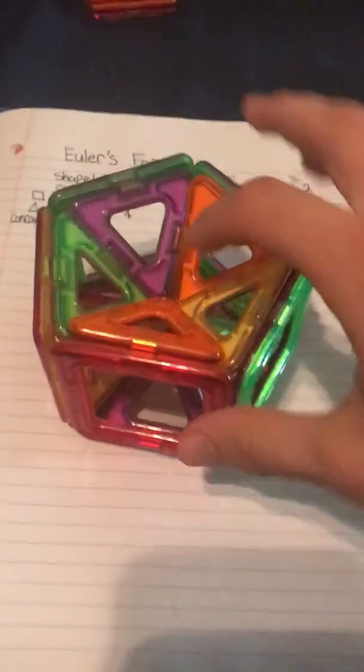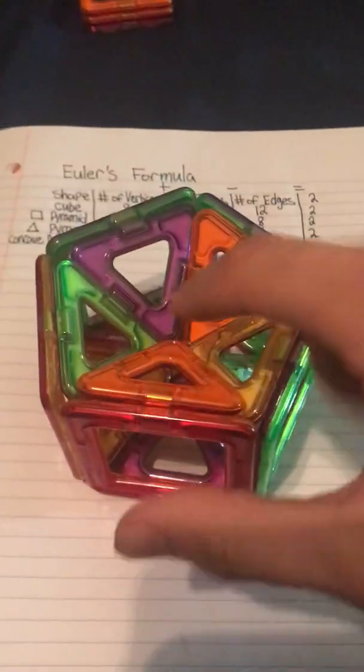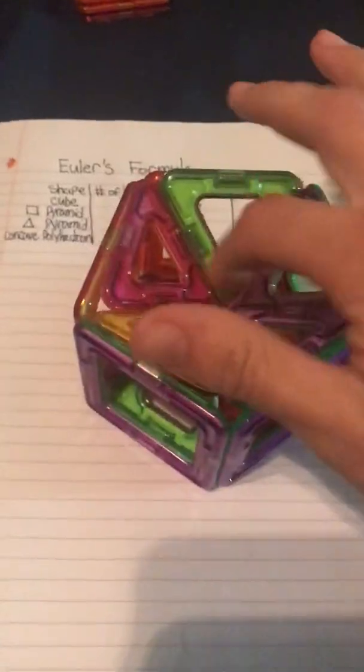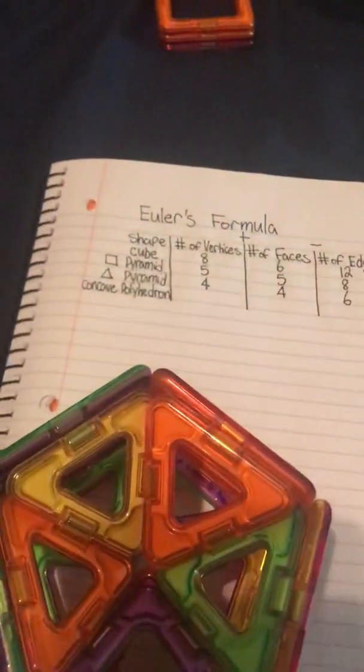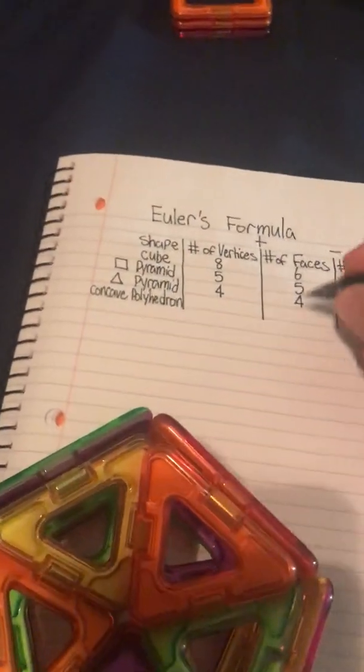So we're going to start off with something easy, the number of faces. I have 5 triangles on the top, 5 triangles on the bottom, that's 10, and then I have 5 squares going around the side. So 10 triangles and 5 squares is going to be 15 faces total.